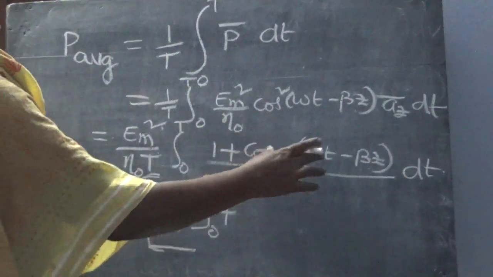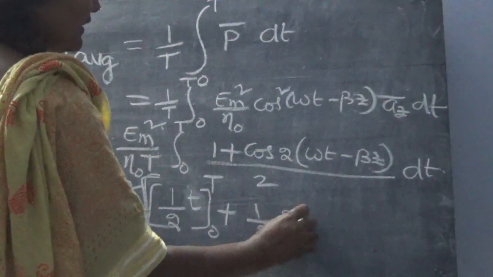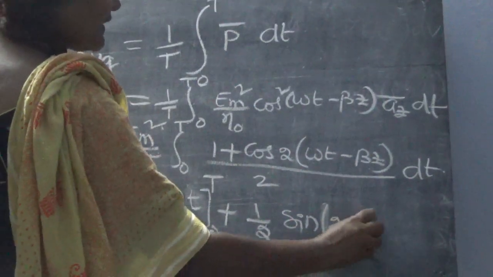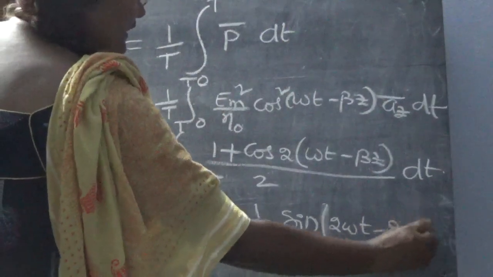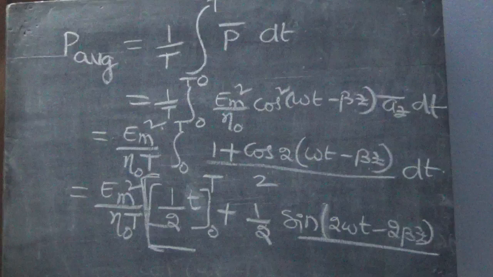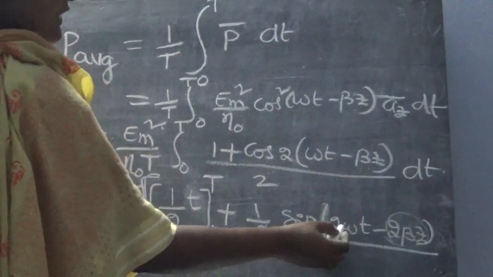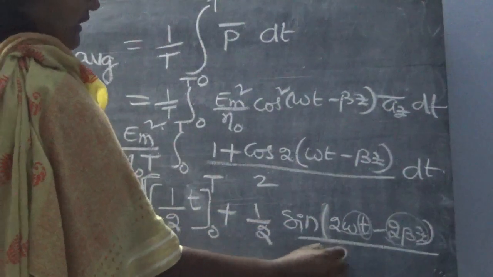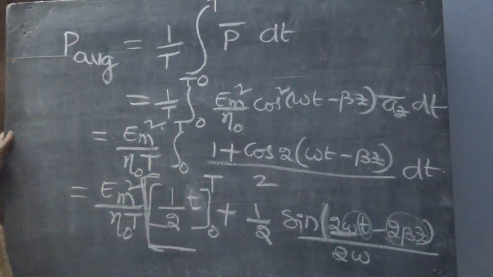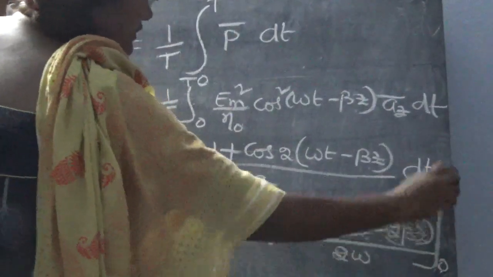సో దీని ఇంటిగ్రేషన్, what is the integration of this? 1 by 2 into the integration of cos is sin. దీని ఈ 2 omega t లోపల తీసుకెళ్తే 2 omega t minus 2 beta z, divided by what is the thing we are having extra? Divided by, with respect to t చేస్తున్నాం. ఇది వదిలేసేయండి, ఇది కాన్స్టెంట్. With respect to t చేస్తున్నాం కాబట్టి t పక్కన ఉన్న కోఎఫిషియంట్ డినామినేటర్లోకి వస్తుంది. ఇది 2 omega, డినామినేటర్లోకి వస్తుంది.